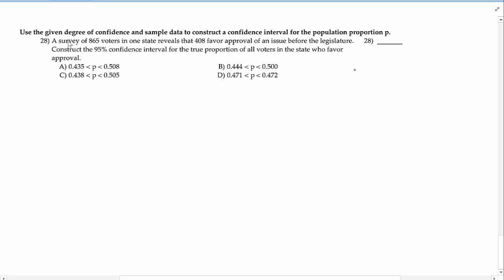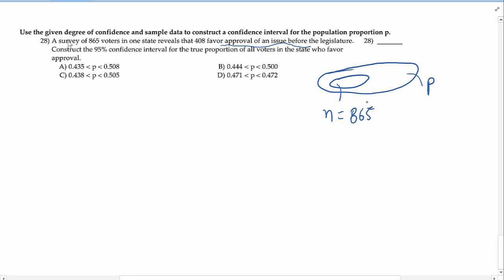So what we are doing right here is this. We have a population right here, and we want to know what is the true proportion of members of the whole population who favor the issue, favor approval. Since we cannot calculate this value, what we did is we took a sample, and the sample is a pretty large sample, 865 voters. And we find out that in the sample, 408 favor the issue.